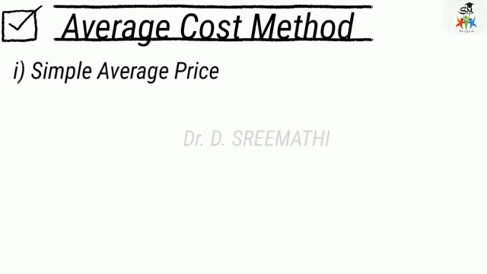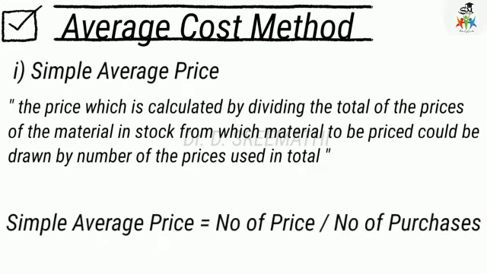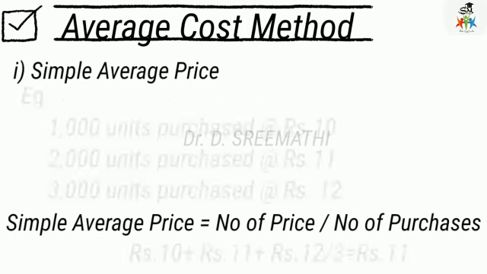So what is simple average price? The price which is calculated by dividing the total of the prices of purchases of materials in the stock from which the materials are to be priced, by the number of prices used in the total. That's it. When you take the total of the purchase prices and divide by the number of prices, then you will get the average price. Let us see an example.